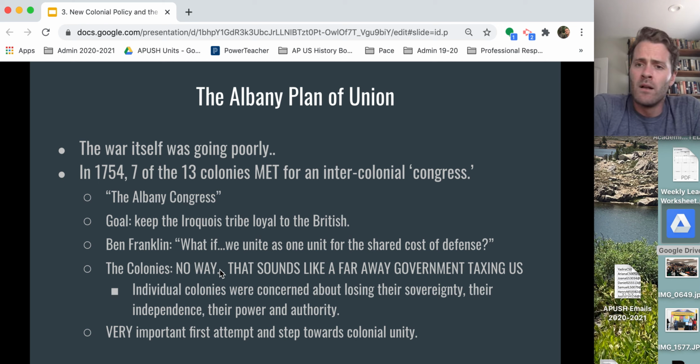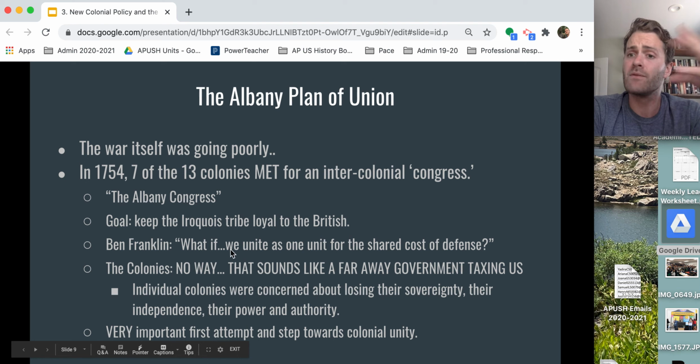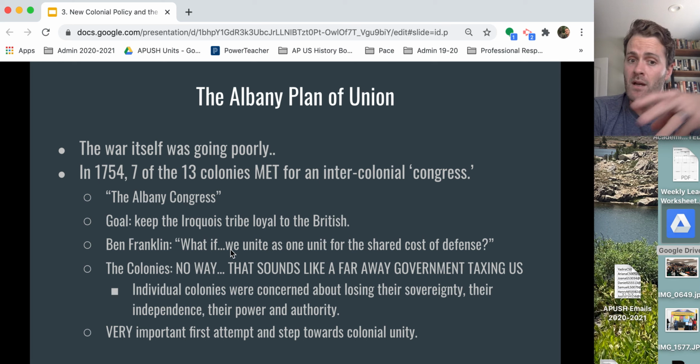Okay, decent idea, right? Wars are fought better when things are organized. The colonies say, nope, absolutely not, no way, that's a non-starter, because that sounds scary, like a faraway government taking our money and doing we don't know what with it. Sounds like a faraway government taxing us. We don't like that. Individual colonies, like Virginia, North Carolina, and Massachusetts, are instead concerned about losing their sovereignty, their power, their independence, their authority. And they don't want to concede the idea of somebody else being able to tax them to some bigger group. So the Albany Plan of Union fails.